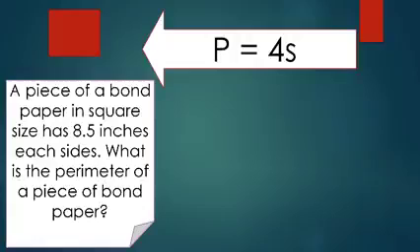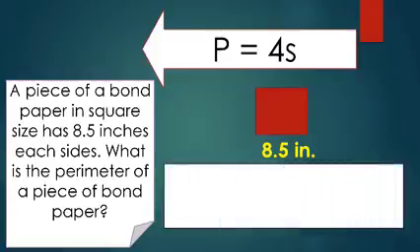A piece of bond paper in square size has 8.5 inches each side. What is the perimeter of a piece of bond paper? Sketch. Let's assume that this is your bond paper in square size, and each side measures 8.5 inches. Using the formula of square's perimeter, that is 4 times side.